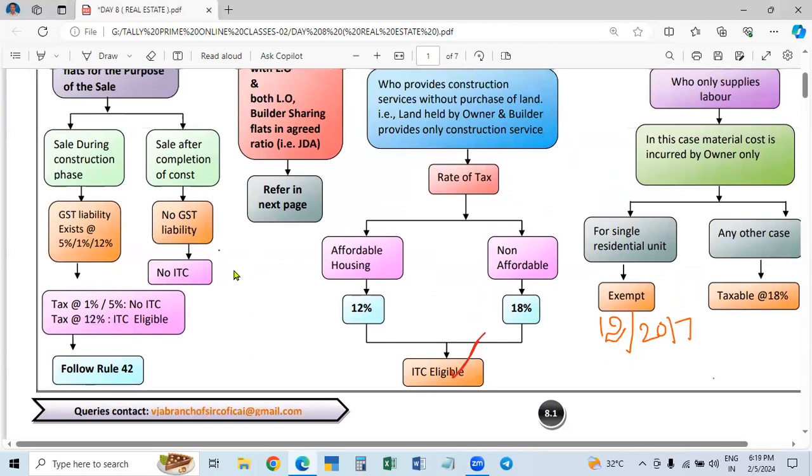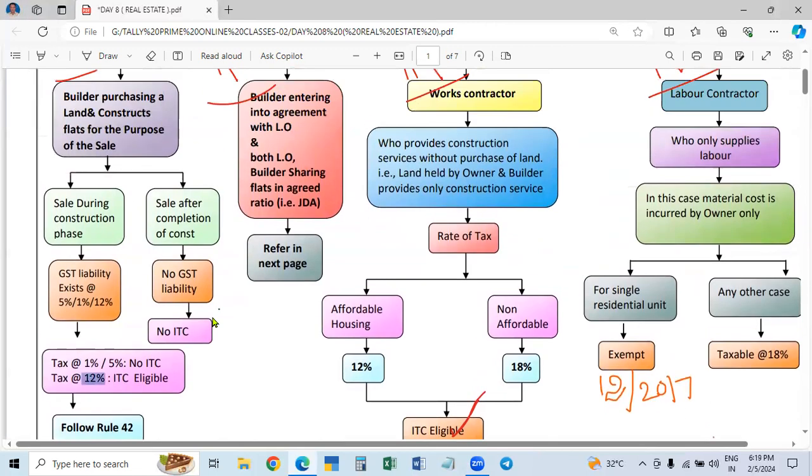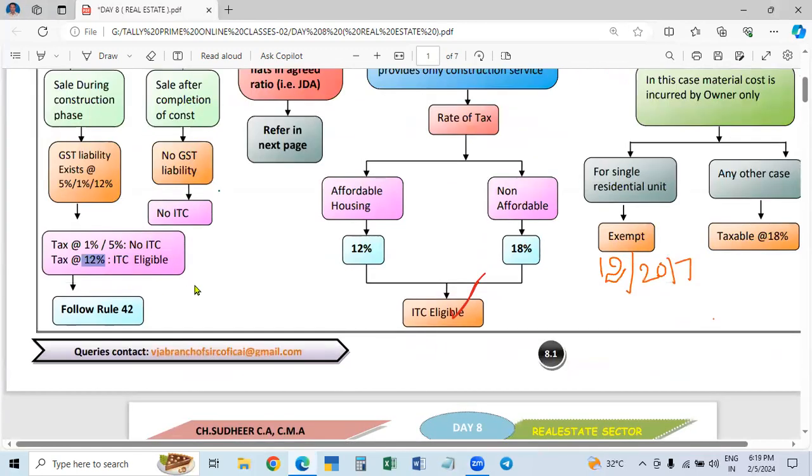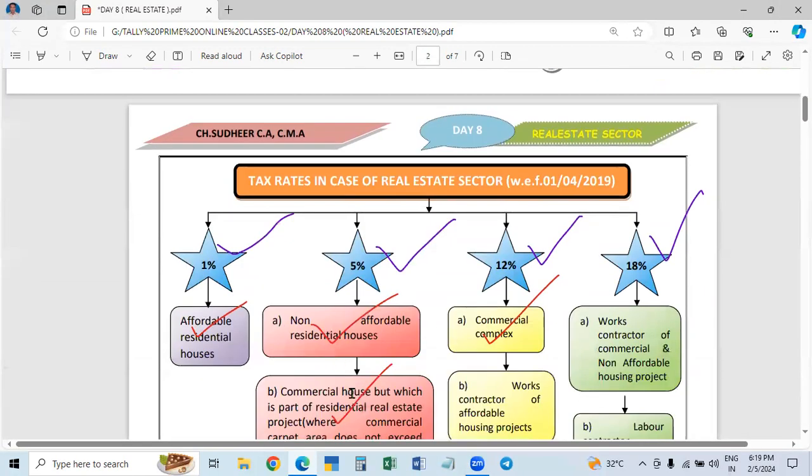Okay, and in this case, there are 3 rates. In the case of commercial buildings, it is 12%. I'm showing the rates here: 1% affordable, 5% non-affordable, 12% commercial buildings. In some cases, for commercial real estate, commercial buildings, 5% will also be charged.